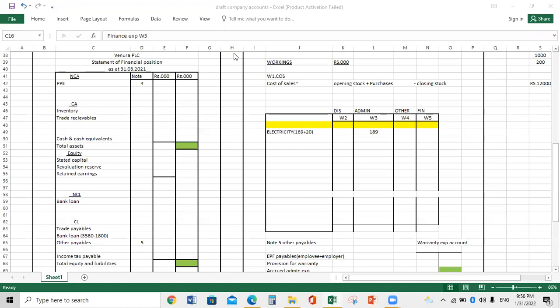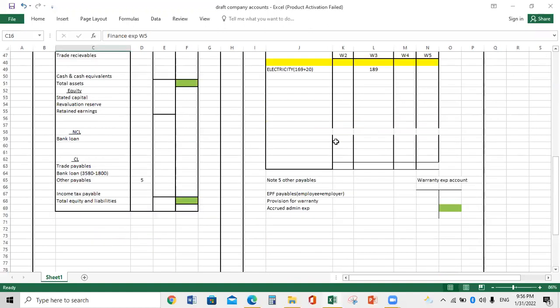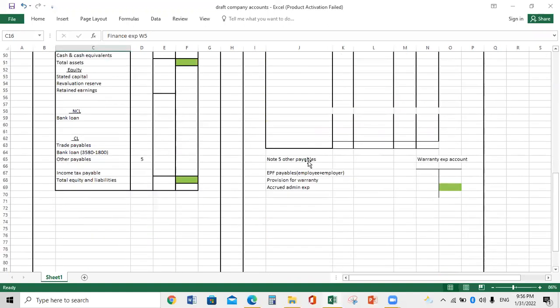So you can open a note number. You can keep the note number without writing the number because we don't know what note numbers we need, right? So I'll just put other payable and write the first one, accrued electricity. Accrued electricity is how much? 20,000.